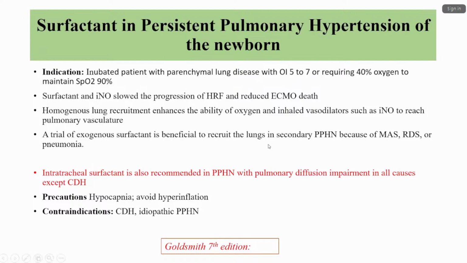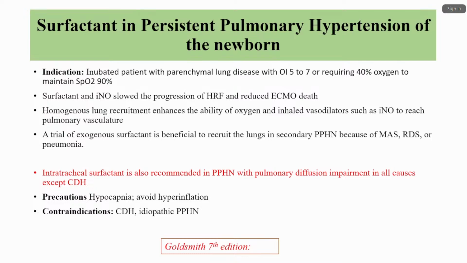What is the role of surfactant in pulmonary hypertension in PPHN? The indication is an intubated patient with parenchymal lung disease with oxygenation index between 5 to 7 or requiring 40% FiO2 to maintain SpO2 of 90%. Surfactant and iNO slowed the progression of HRF and reduced ECMO death. Homogeneous lung recruitment enhances the ability of oxygen and vasodilators such as iNO to reach the pulmonary vasculature.